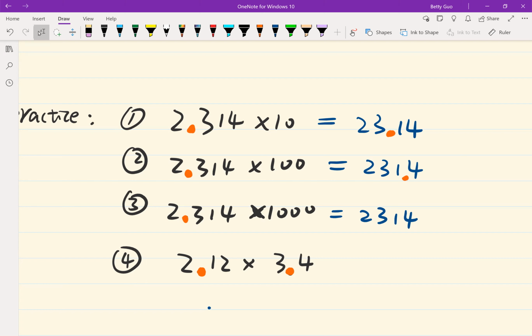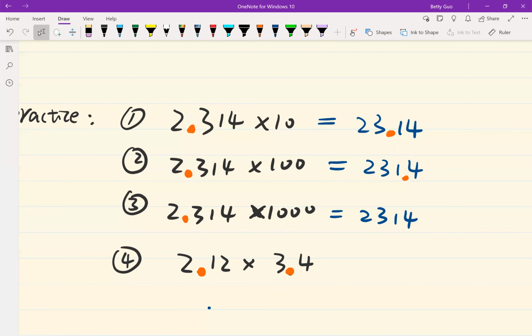You can generalize this pattern. If you multiply a decimal by 10,000, then you move the decimal point to the right 4 times, right? If you multiply by 100,000, you move the decimal point to the right 5 times, and so on, right? So that's how we multiply a decimal by a power of 10. The power is positive.